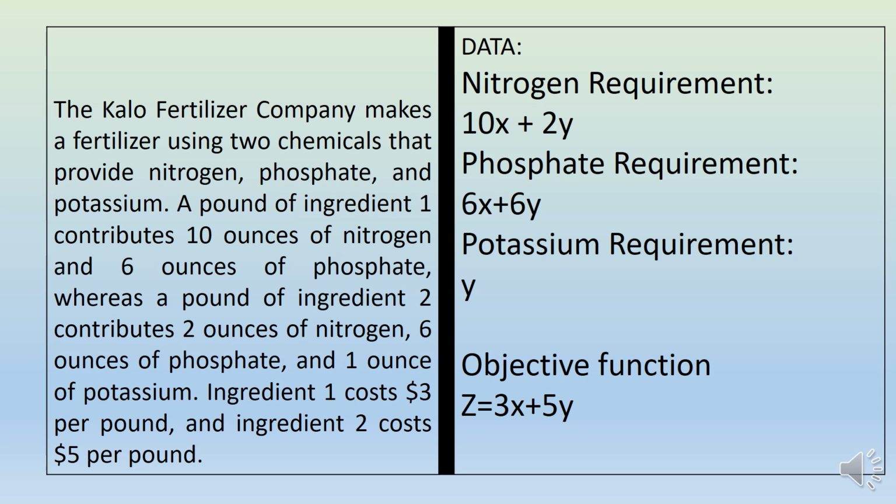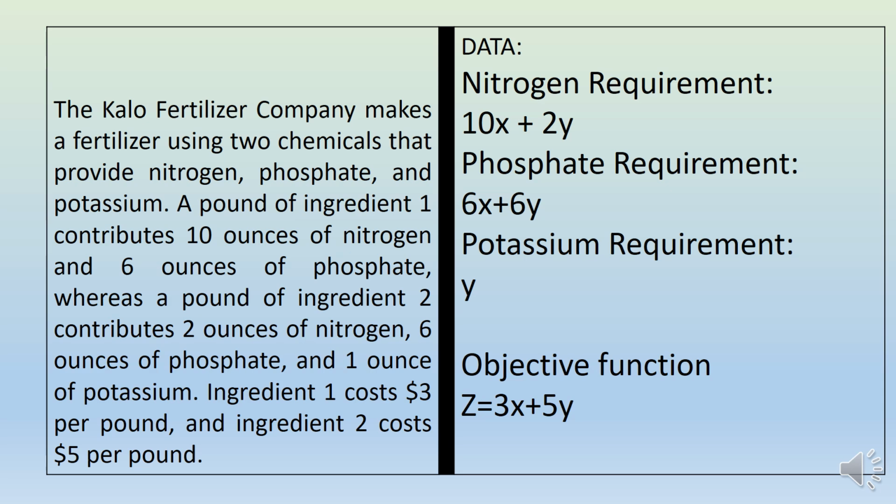The Callow Fertilizer Company makes a fertilizer using two chemicals that provide nitrogen, phosphate and potassium. If you have ever done gardening, you must know that nitrogen, phosphate and potassium are mandatory for any fertilizer, and it really helps new seeds to grow into saplings.